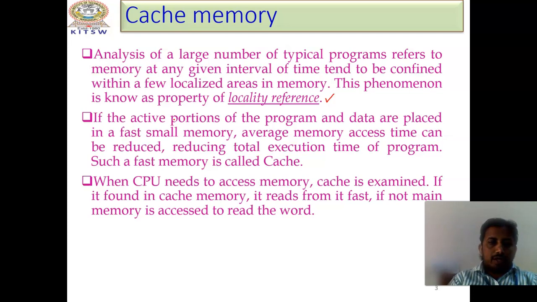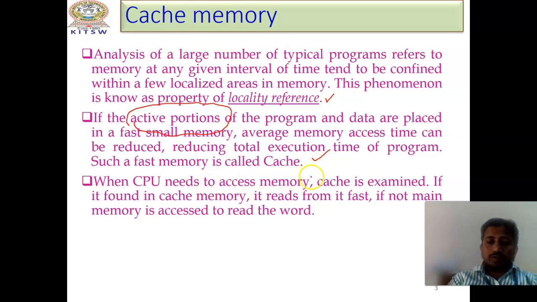If the active portions of the program and the data are placed in a fast small memory, the average memory access time can be reduced. That is to say, the active portions are the portions which are frequently called. If they are placed in a small memory, the average access time can be reduced, thereby reducing the total execution time of a program. Such a fast memory is called a cache memory.